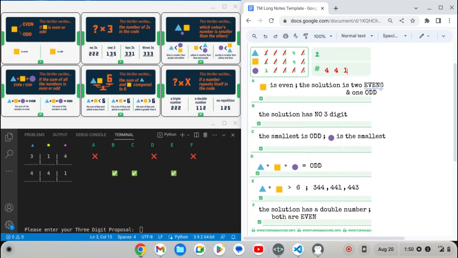Okay, and just really quick, yes, the middle digit is even. Yeah, we do have 2 evens and an odd. There's no 3. The smallest is odd, yes. And it's circle. The sum is odd, it is. The sum of the first 2 is greater than 6, it is. And so let's go ahead and cross out 3, 4, 4 as well as 4, 4, 3.